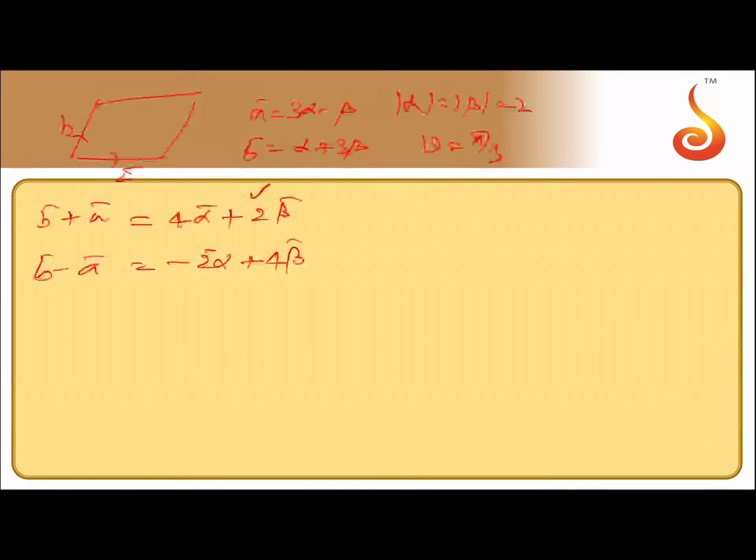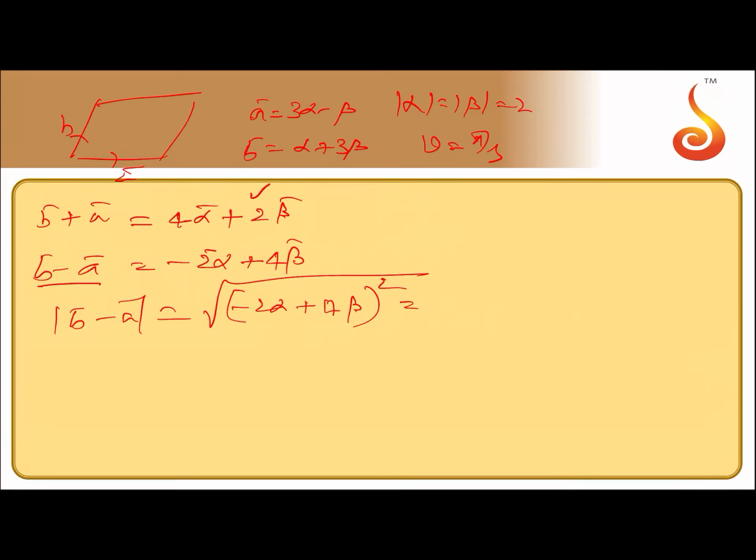4, 2 2s are 4, 4 4s are 16 multiplied by 2 into 2. Yes, it's a bigger number. So I may guess B minus A would be the value which is the diagonal requirement. Modulus of this is under root alpha. So minus 2 alpha plus 4 beta taken whole square of it.